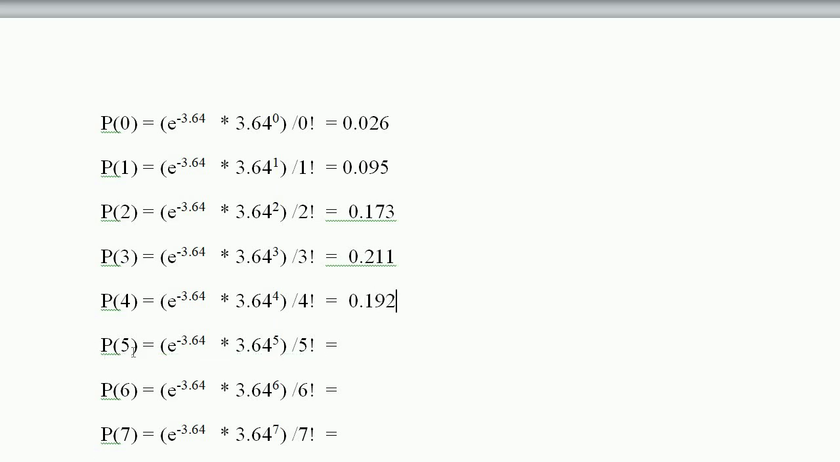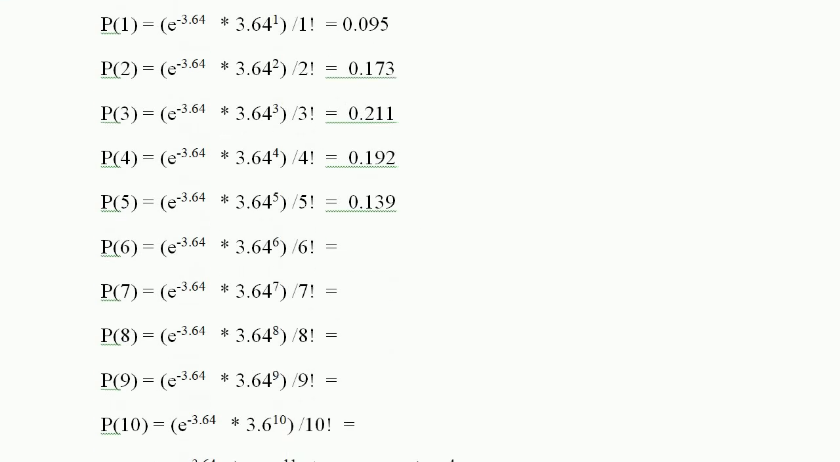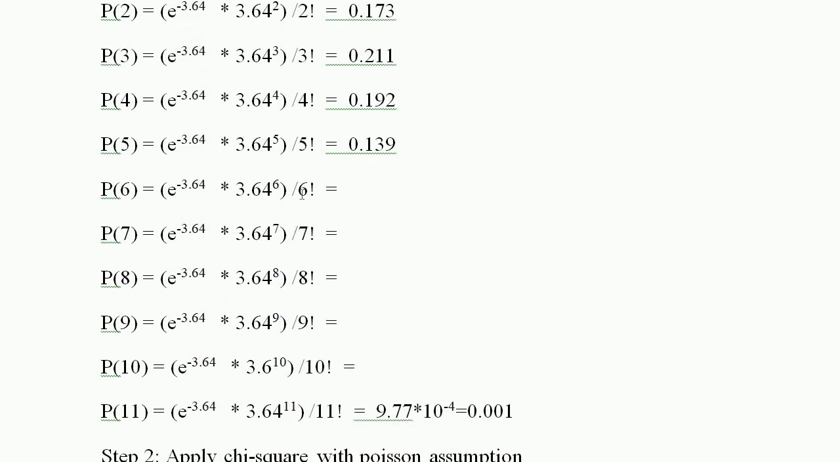0.192. So next is P of 5. P of 5 is e to the power minus alpha, that is minus 3.64, into 3.64 to the power x. X is nothing but 5 here, divided by x factorial, that is 5 factorial. The value you are going to get is 0.139. Again, calculate P of 6, that is e to the power minus alpha, where alpha value is 3.64, to the power 6 divided by 6 factorial. You are going to get a value of 0.084.